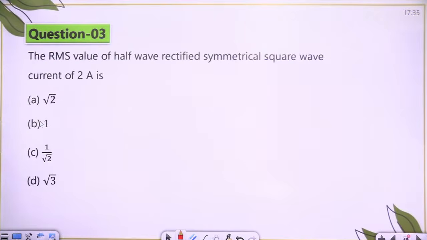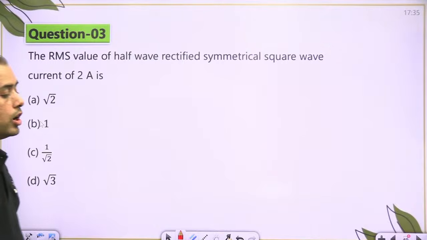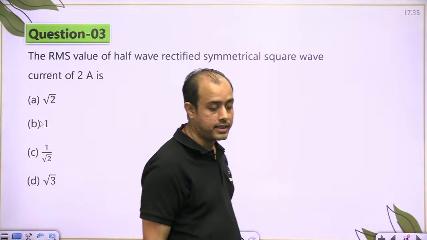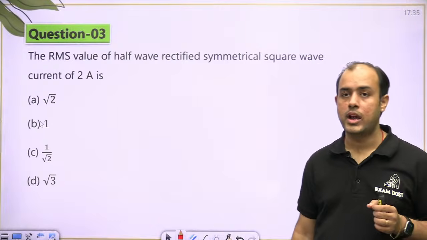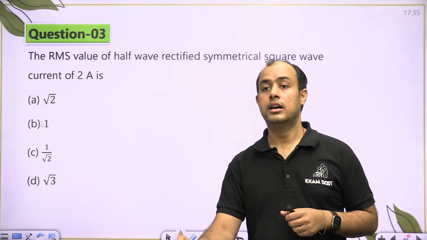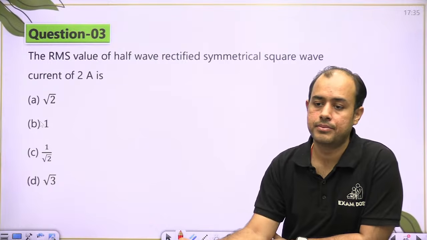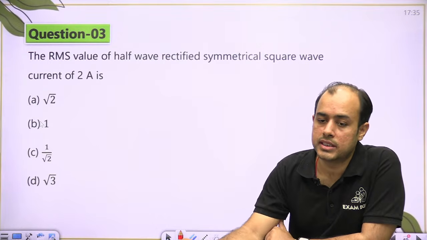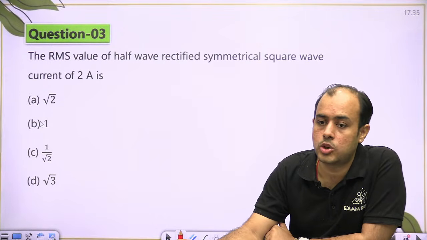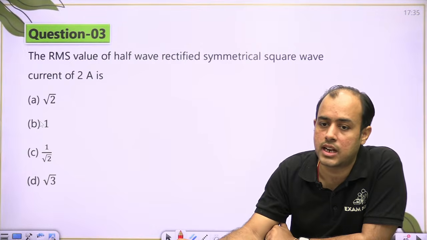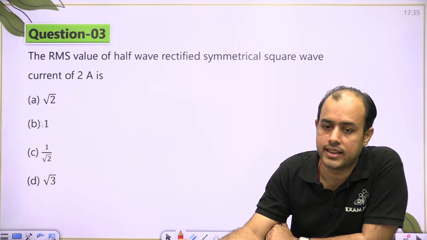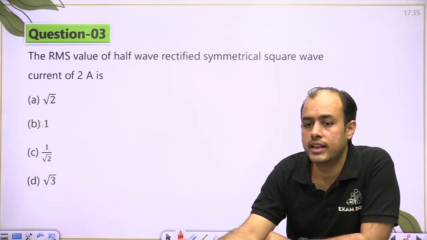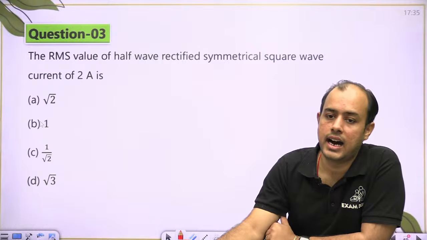बड़ा सिंपल क्वेश्चन है. RMS value of a half wave rectified symmetric square wave is 2 ampere. Symmetric square wave of 2 ampere. RMS वैल्यू बताना है. सिमेट्रिक स्क्वायर वेव है, 2 एम्पियर का उसका एम्पलीट्यूड है, उसका RMS बताइए. उसको अगर हाफ वेव रेक्टिफाई कर दिया जाए. ओके, यू हैव टू टेल मी द RMS.